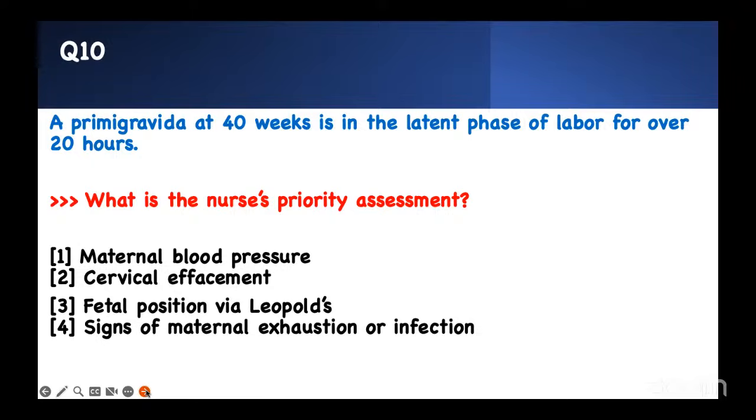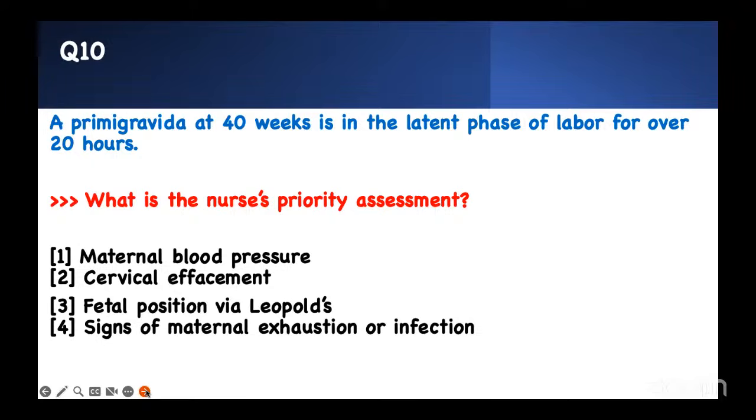Blood pressure? Or how much effacement she's had? What is the position of the baby? Or mommy is tired or getting an infection. Prolonged labor causes infection. It can affect the baby. Mommy gets tired, she can't do anything, and she has to undergo a C-section. So the priority action should be number 4.